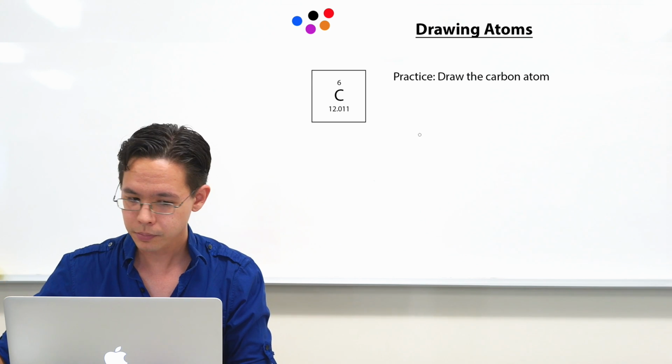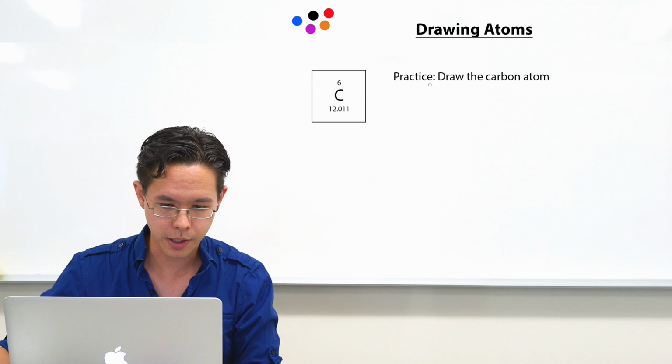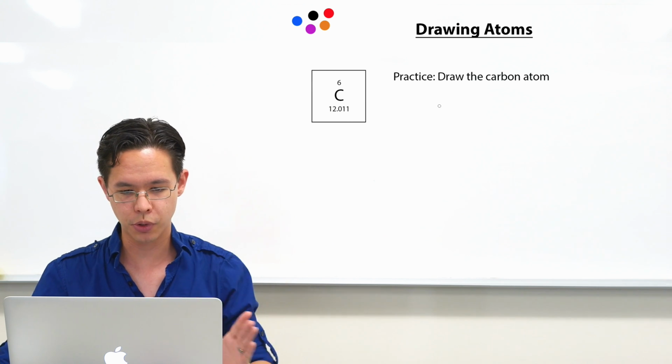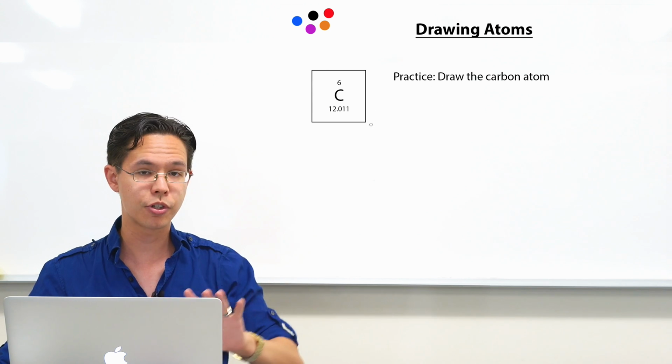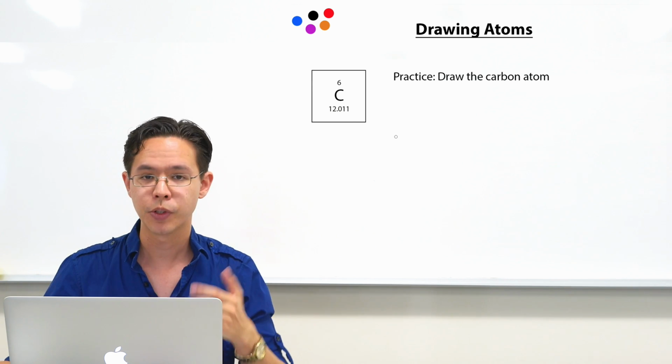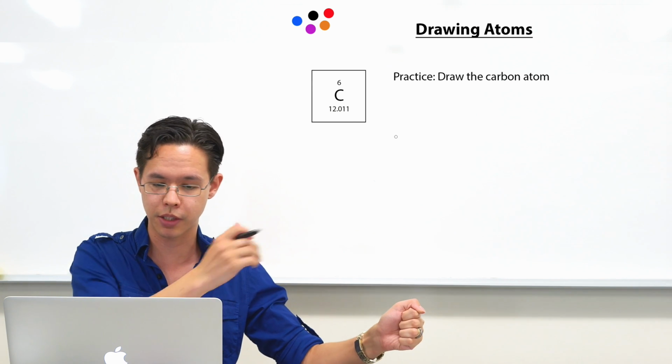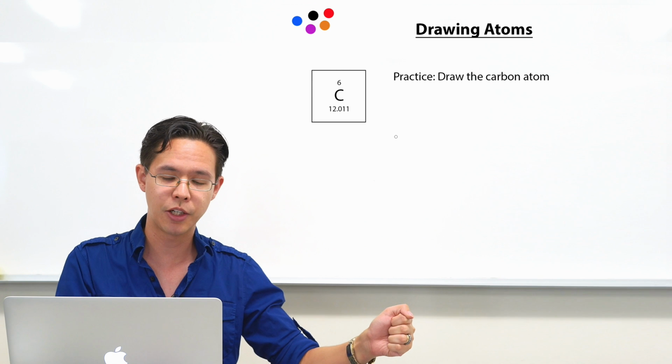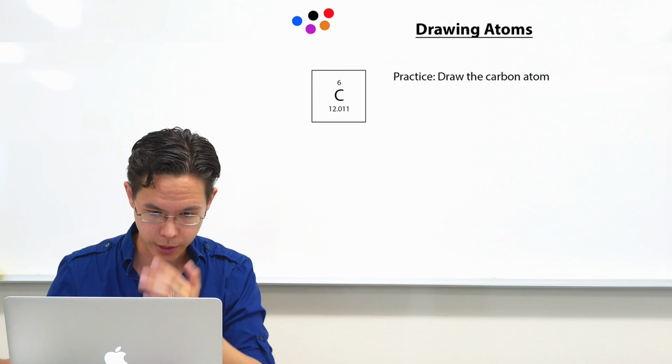So let's get started. What can I do to get started? It's asking me to draw the carbon atom, and I've just gone ahead and taken a slice out of the periodic table and put it into the question here. You might have a periodic table to work from and just to look for carbon itself and take the information you can. Here I just got it on screen.